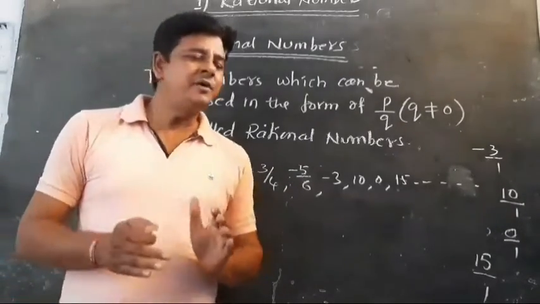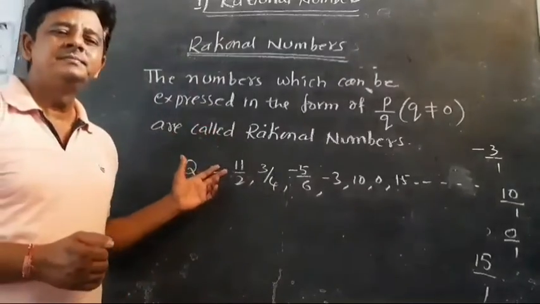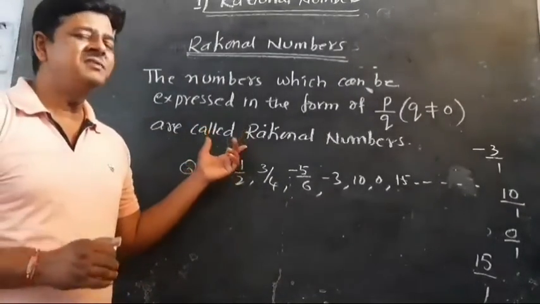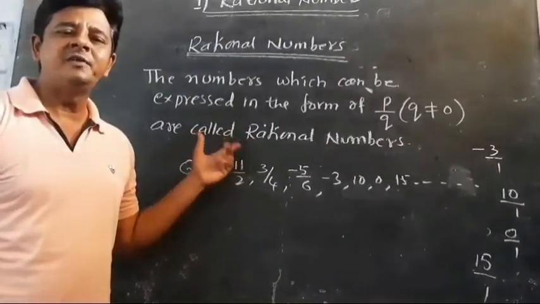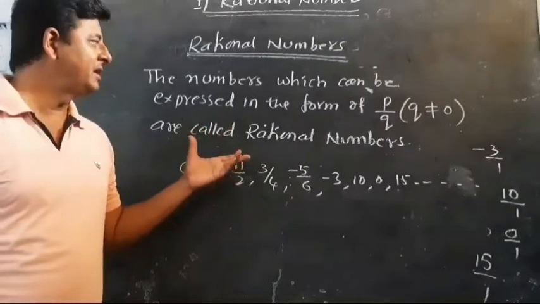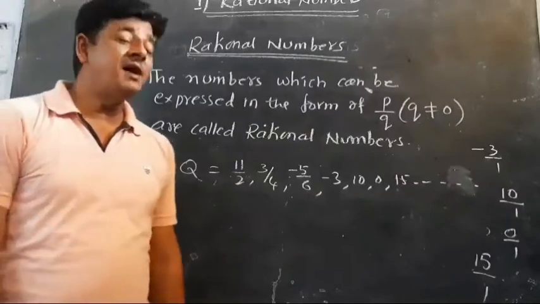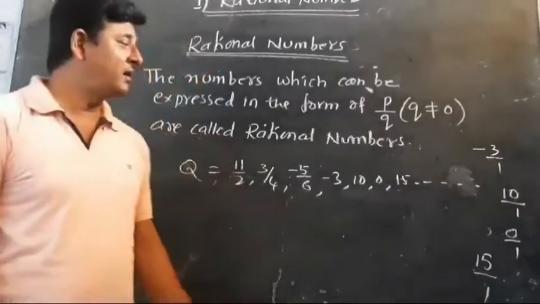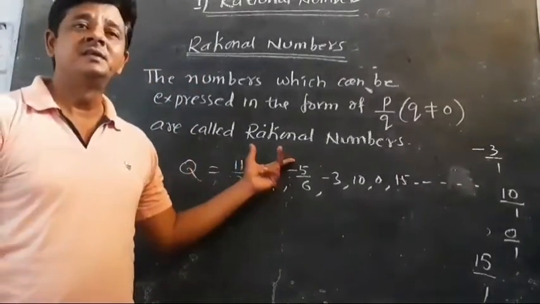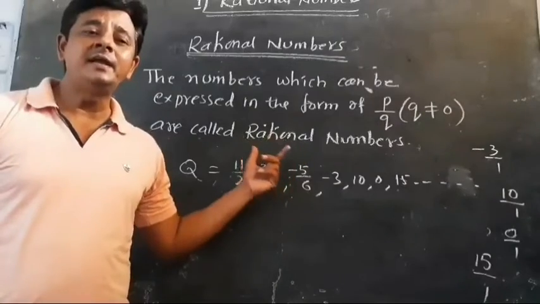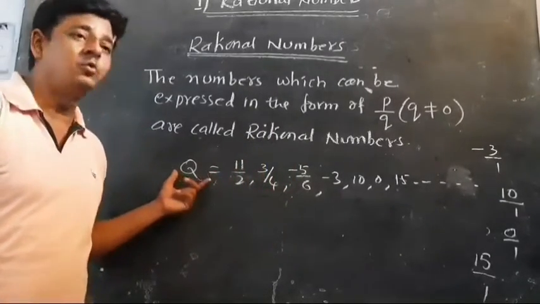Now all of you, do you understand what rational numbers are? Remember this definition carefully. What are rational numbers? The numbers which can be expressed in the form of P by Q are called rational numbers. And rational numbers are indicated by the capital letter Q.